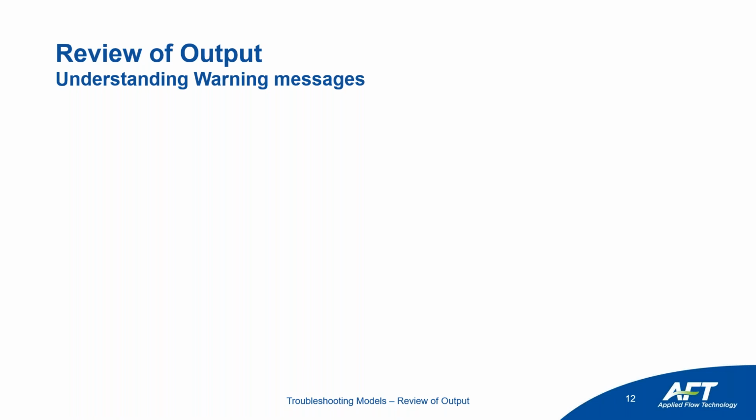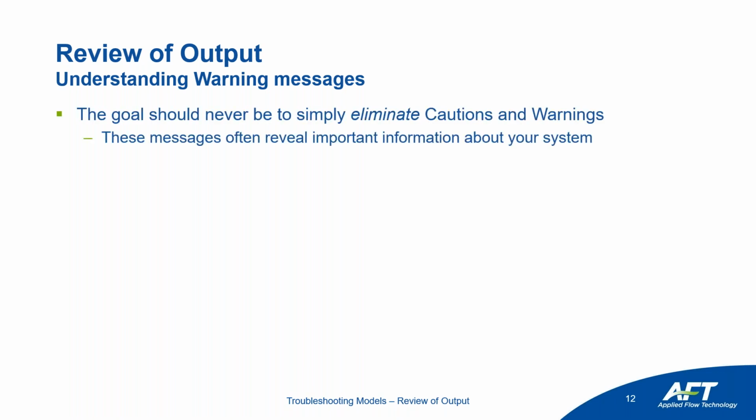Understanding warning messages, all right. So in a lot of cases, something you might run into yourself is when you get a caution or a warning message, your first impulse is, my model is bad, I shouldn't trust these results. How can I get rid of these as easily as possible? And that'll make sure that my results are good, right? But by solely getting rid of those cautions and warnings, you're not really addressing what those cautions and warnings might be telling you in your system. And often these messages will reveal important information about what's happening.